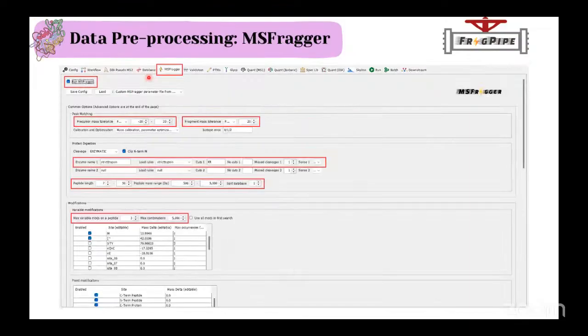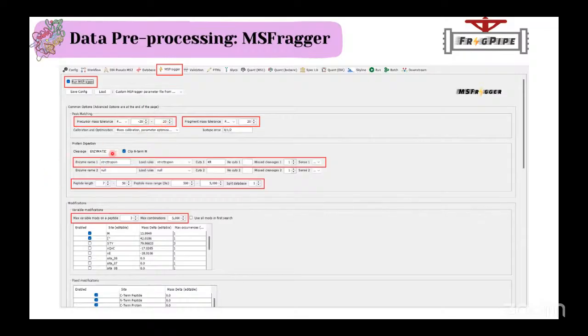Once the database setting is done, we will go to the MSFragger session. We will run MSFragger. Here the precursor mass tolerance has been taken as -20 to +20 ppm, which is on the stringent side. You can also take -10 to +10 ppm, but generally in DIA we go for -20 to +20 ppm.